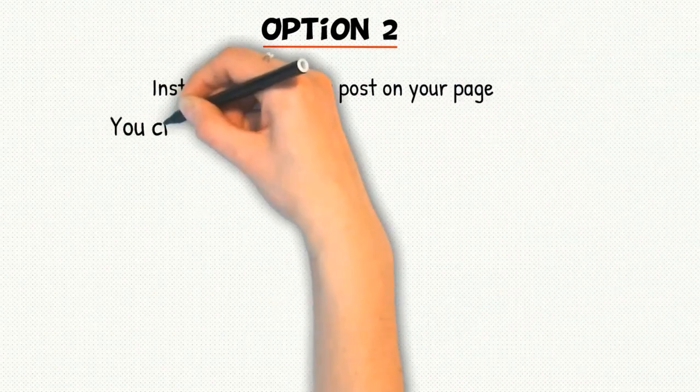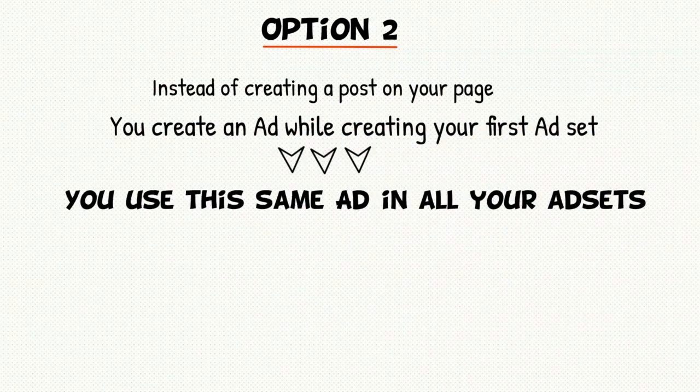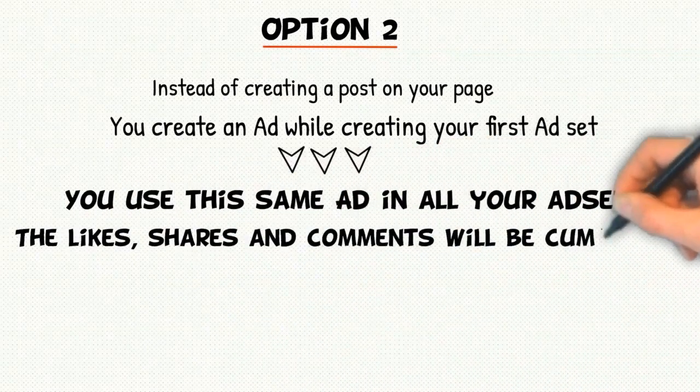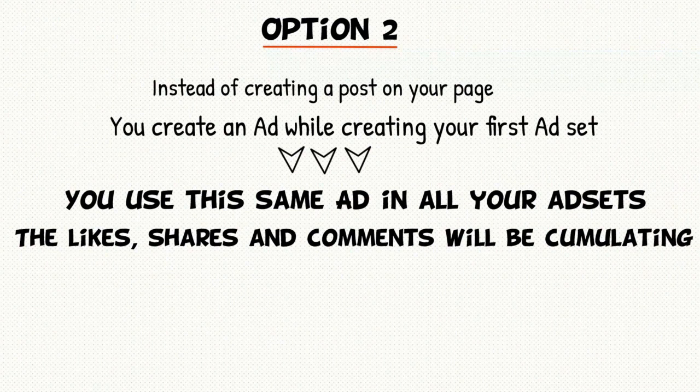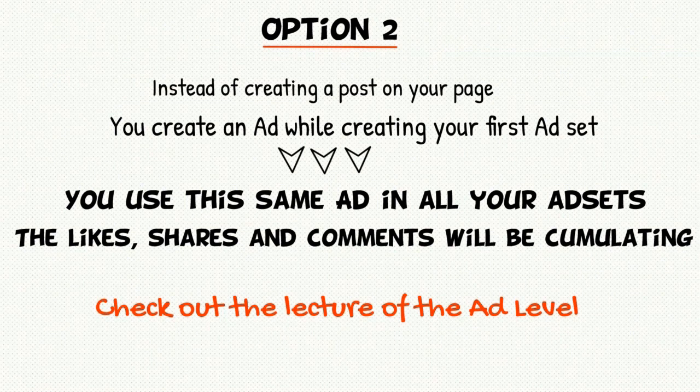There is also another option. So instead of creating your post on your page, you can create an ad on your first ad set. And each time you create a new ad set, you use the ID of the first ad you have created. In this way, the shares, comments, and likes will be accumulating. I have showed you how to do that in the lecture dedicated for the ad level. If you want to go with this option, you can go back to the lecture of the ad level and check out how we did it.